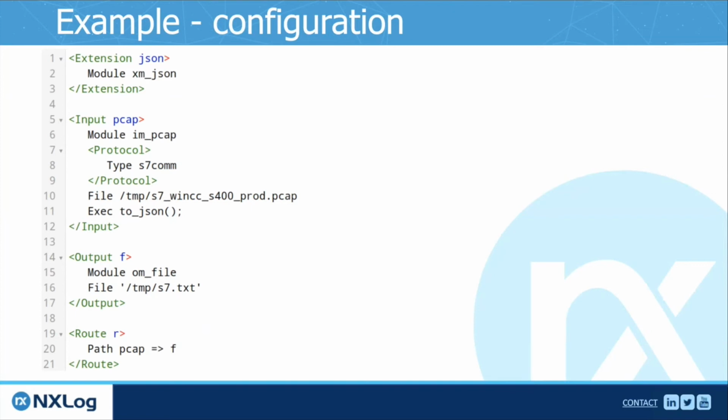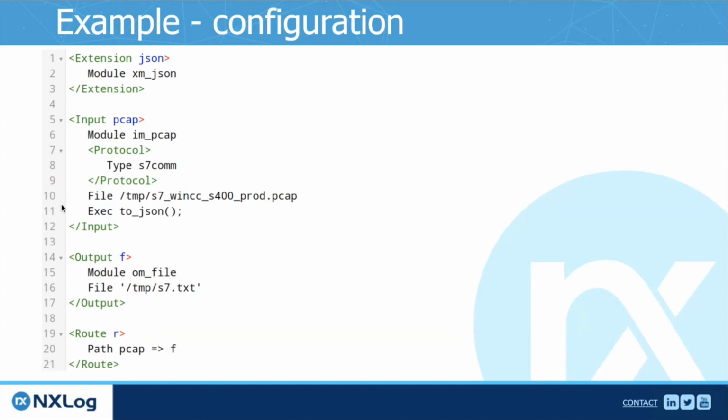So one quick example for those of you who are aware how NXLog works and what the configuration file looks like. Here in these 21 lines is everything you need to configure, in this case, S7comm packets monitoring. So quickly explaining what's going on. The first section is the extension section. Here we import an external module called xm_json, and this simply brings us JSON operating capabilities.